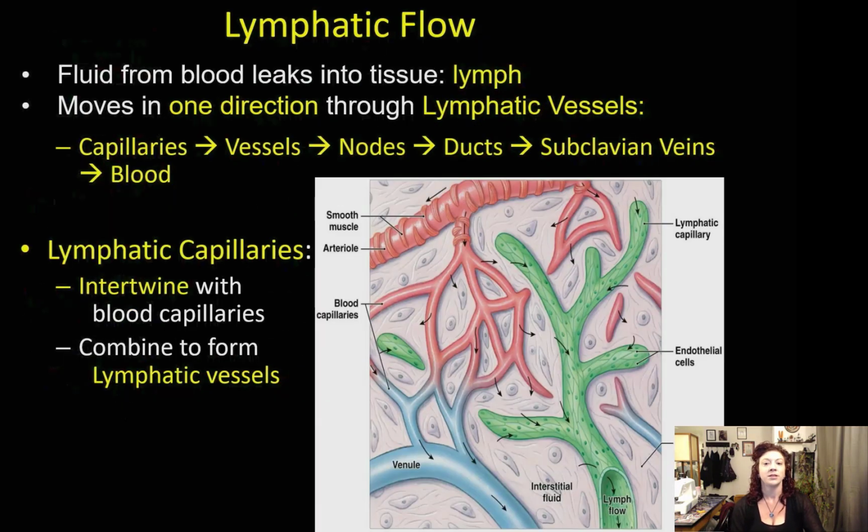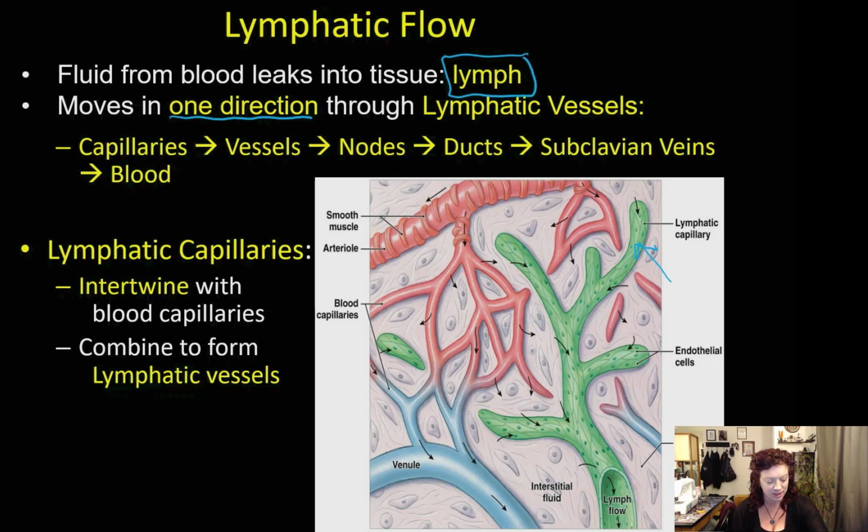All right, so let's talk about lymphatic flow and what's actually flowing through these vessels. Well, we give a special name to the fluid from the blood that leaks into the surrounding tissue at the capillary sites. We call this leaked fluid lymph. Okay? When lymph is collected by these lymphatic vessels, it moves in one direction through the vessels.